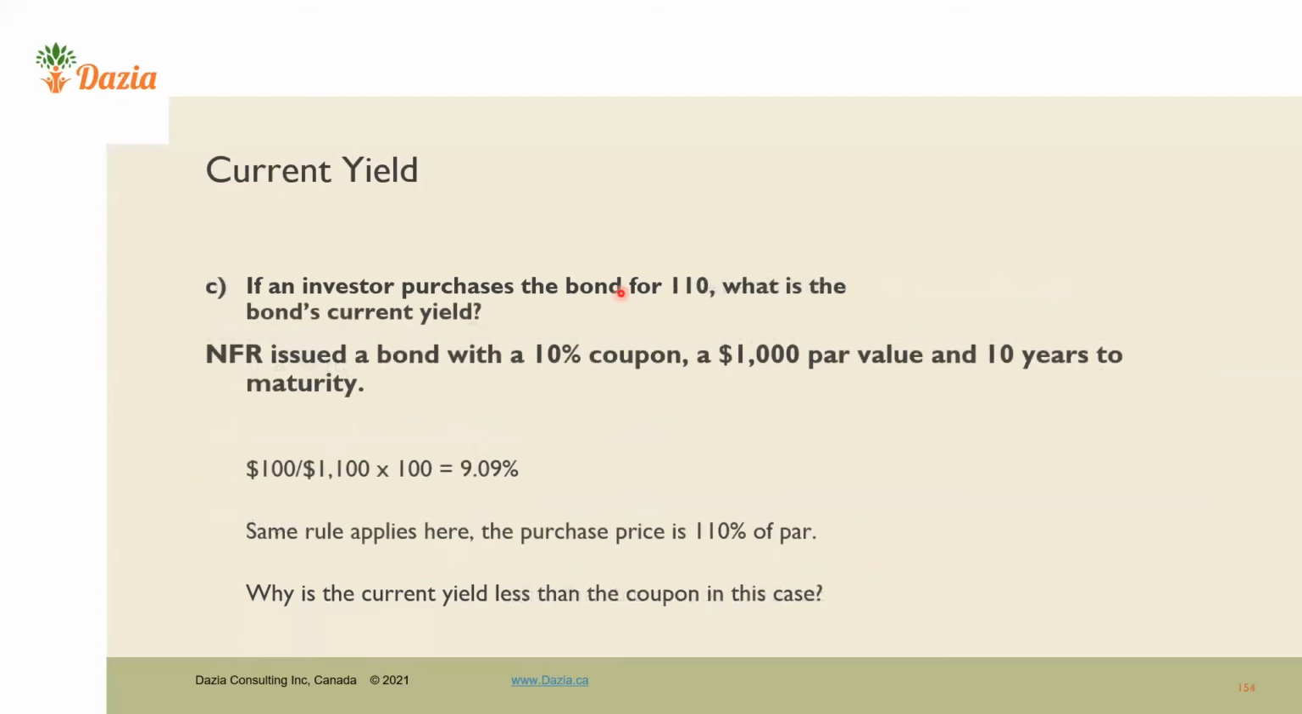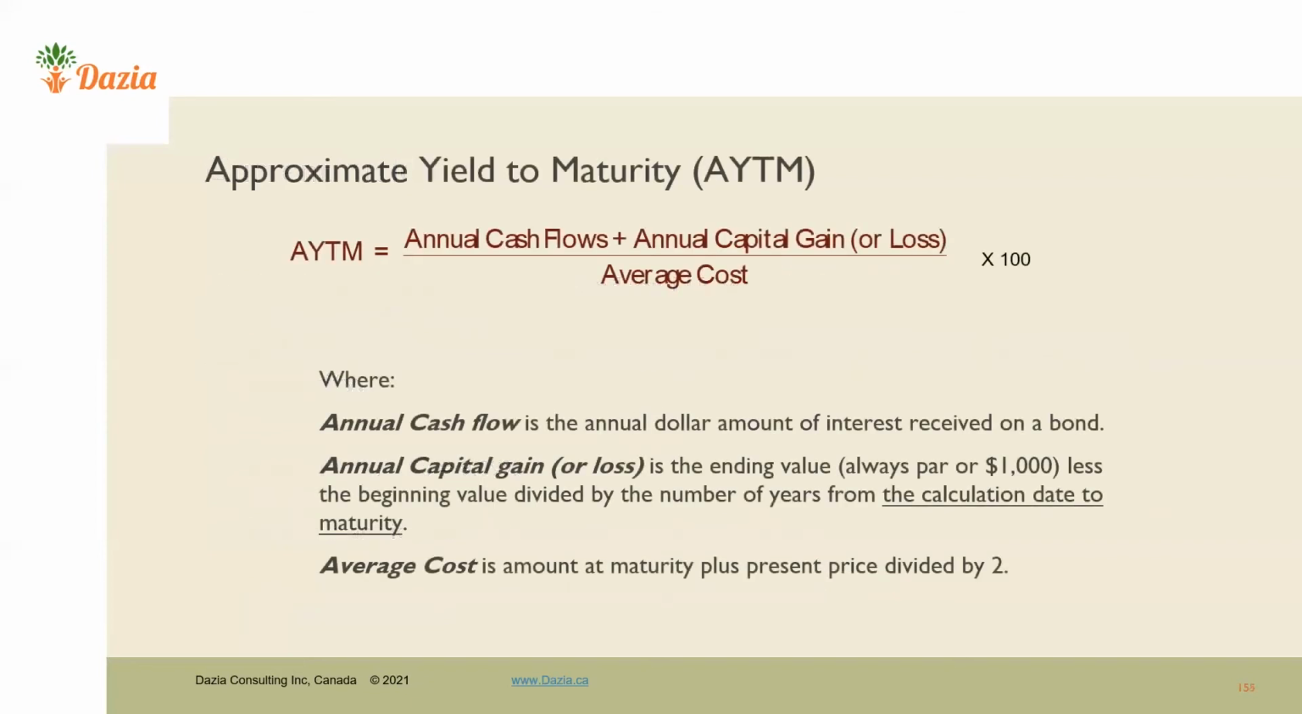If you buy the bond for 1,100, it means you're paying a little more. So now 100 divided by 1,100, that's the price you're paying for it, and times 100 will give you 9.09%. So your current yield is going to be lower than the coupon in this situation. That's because you bought the bond expensive, higher than the original price.